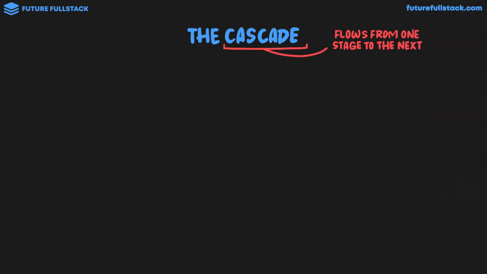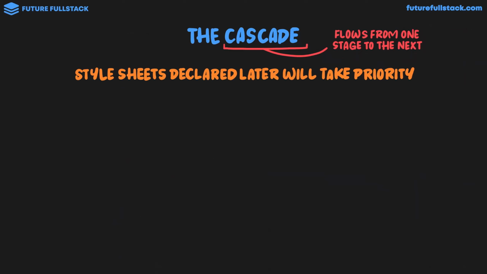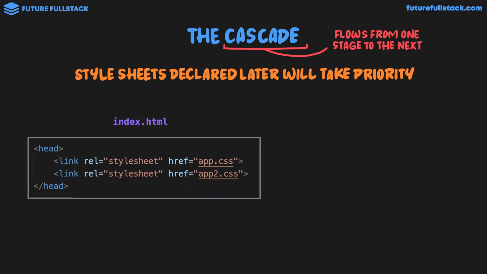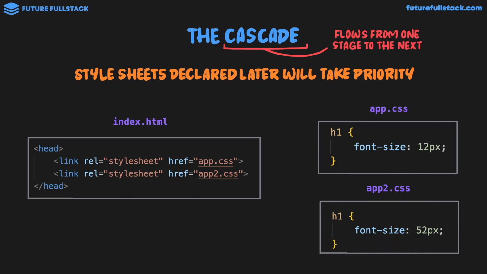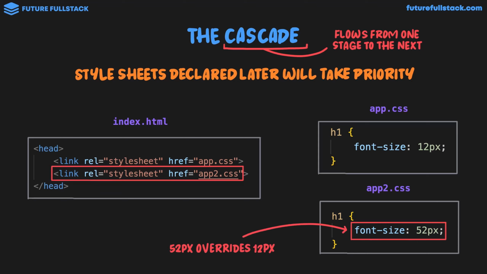Now, not only do styles declared later take priority, but also style sheets declared later will take priority. For example, let's say we had an index.html file, and we have these two style sheets, app.css and app2.css. In app.css, we have the CSS rule h1 with a font size of 12 pixels, and in app2.css, we have an h1 with a font size of 52 pixels. Because app2.css is declared after app.css, the font size 52 pixels overrides 12 pixels from the previous style sheet.